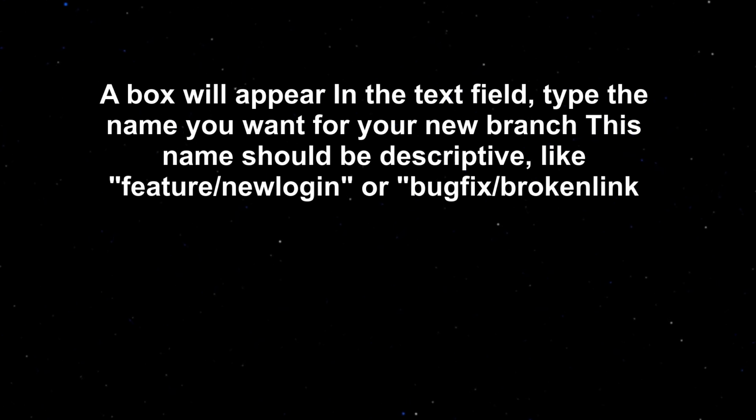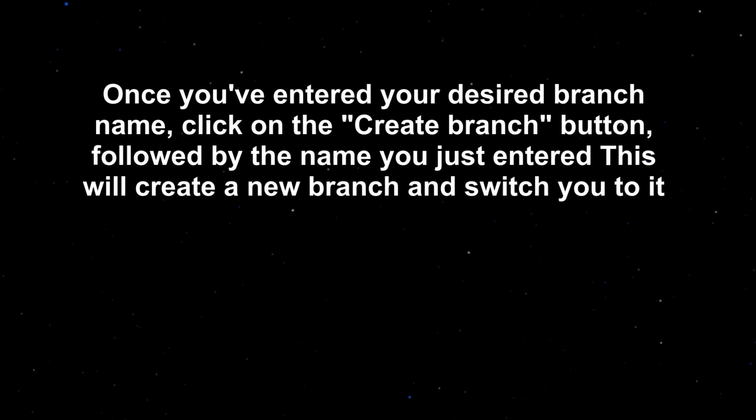Type the name you want for your new branch. This name should be descriptive, like feature/new-login or bugfix/broken-link. Once you've entered your desired branch name, click on the Create Branch button, followed by the name you just entered. This will create a new branch and switch you to it.